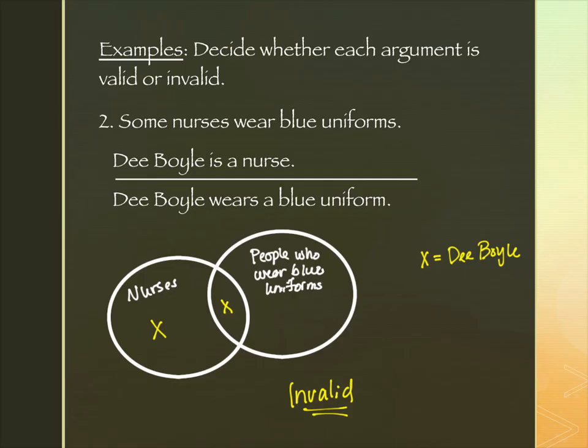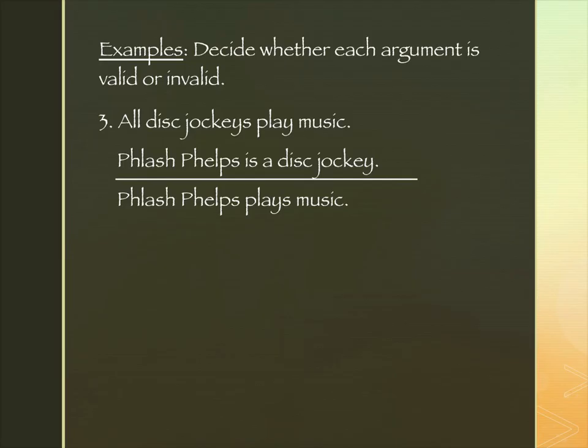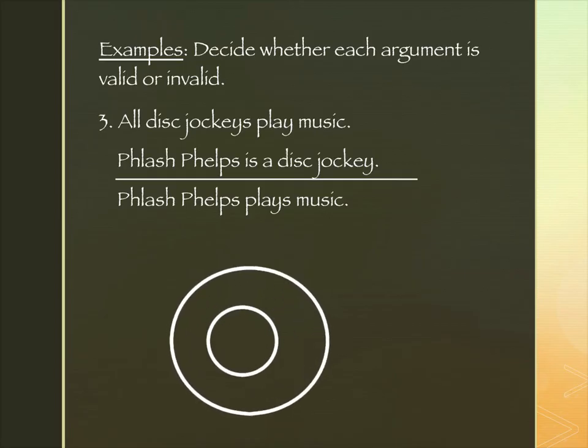Okay, ready for another one? All right. All disc jockeys play music. How am I going to draw my circles? One inside of the other. Good. All right. What's going to go in the inside circle? Disc jockeys. And I'm going to abbreviate. These are DJs. What's the outside circle? People who play music.